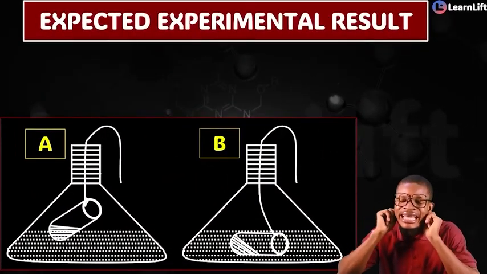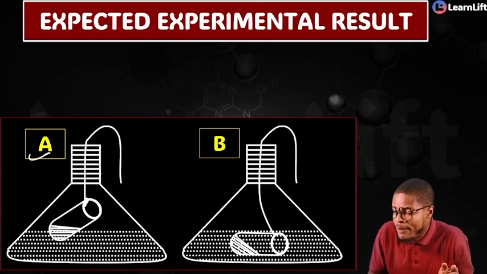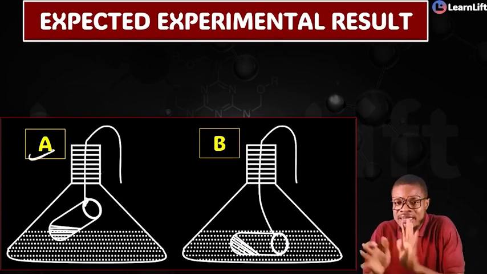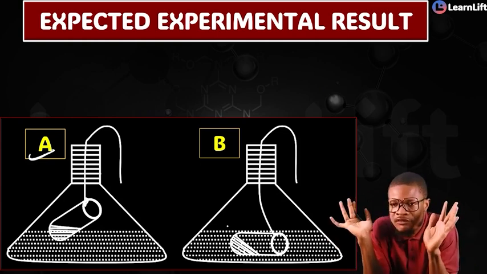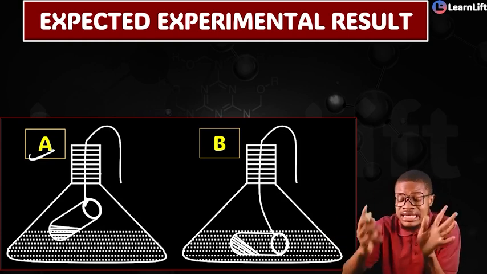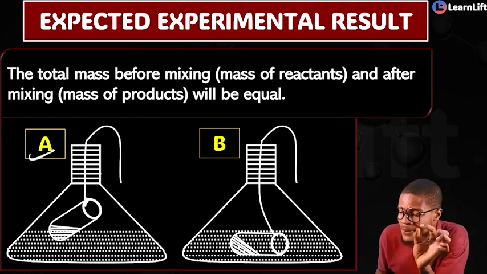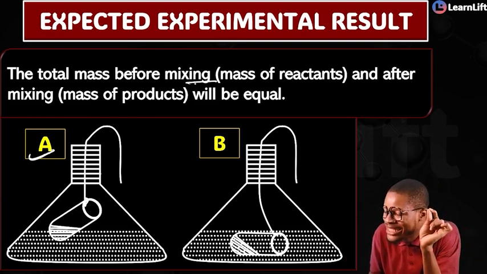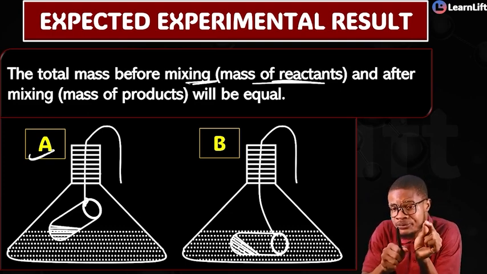What is the expected experimental result? In A here, what has happened? In A, you can see that no mixing has occurred yet, right? And then in B, I have lowered the thread and mixed the 2 of them together. What is the expected experimental result? Now, what I expect is this, very, very quickly. Total mass before mixing, that means the mass of the reactants, that means the mass of the entire setup in A.